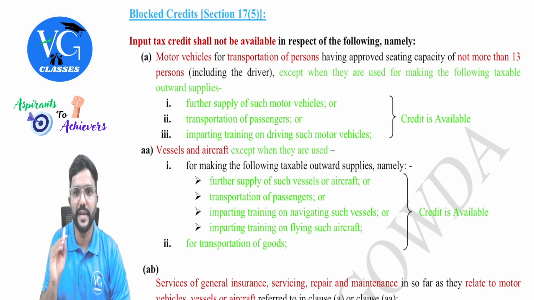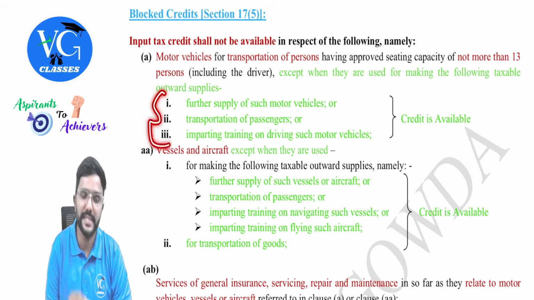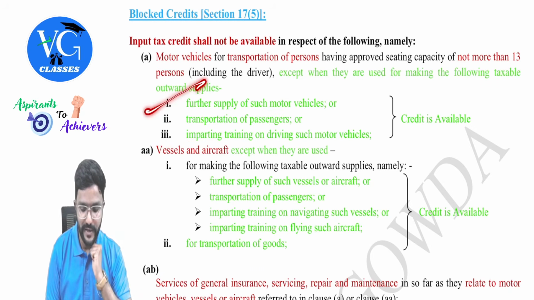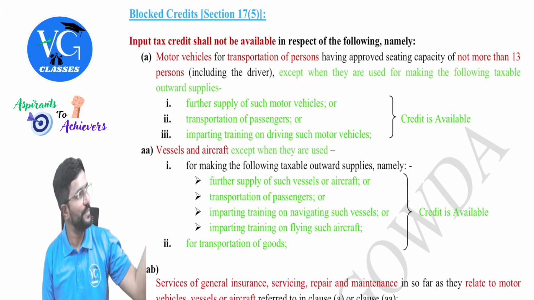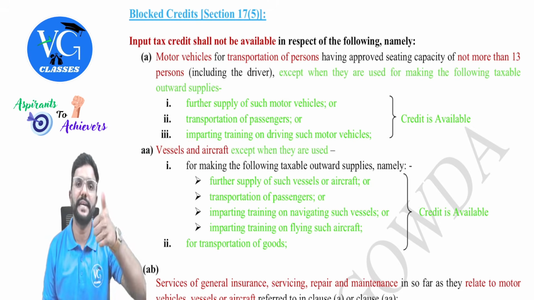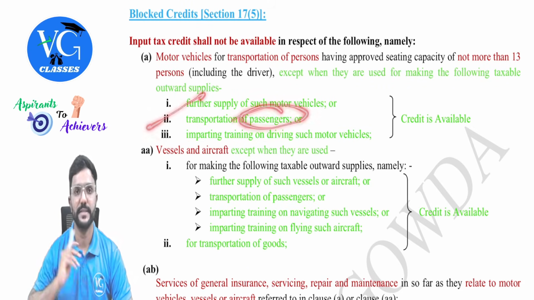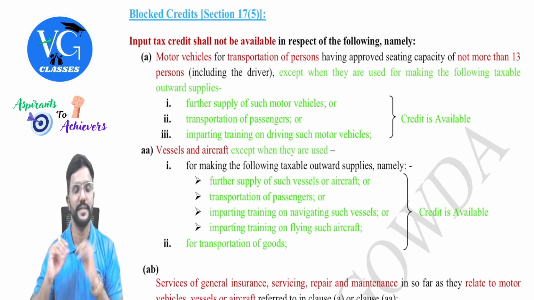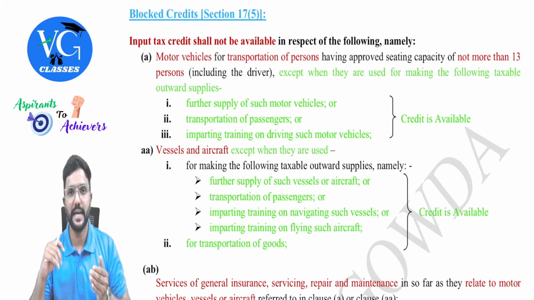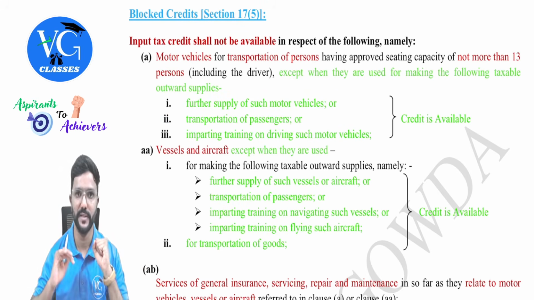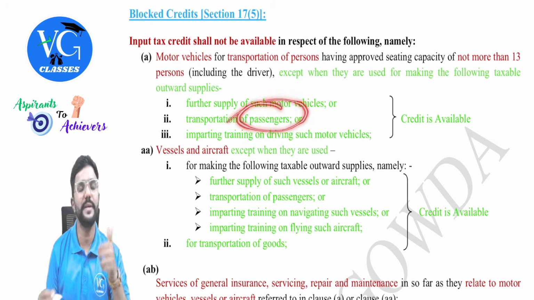Except when they are used for making the following taxable supply. Means in the following cases, credit is available. Okay. When is it, sir? If it is for further supply of such motor vehicle, for example, I have purchased the car to further sell it, credit is available. Next, for the transportation of passengers. Guys, passenger is different, employees is different. Assume I have purchased a car to use in my business. My business is to provide transportation services to the passengers, means my customers. So is credit available for me?